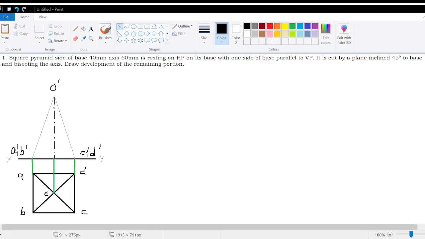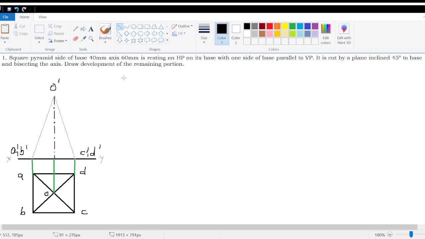As you can see in the question, it is said it is cut by a plane inclined 45 degrees to the base and bisecting the axis. What do you mean by bisecting the axis? That is, the cutting plane is dividing this axis, or it is passing through the midpoint of this axis, or it is dividing the axis into two equal halves.